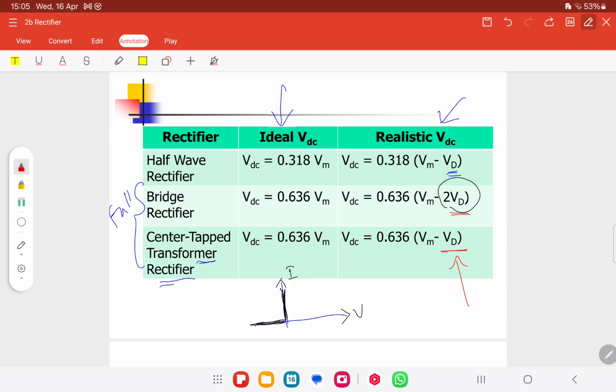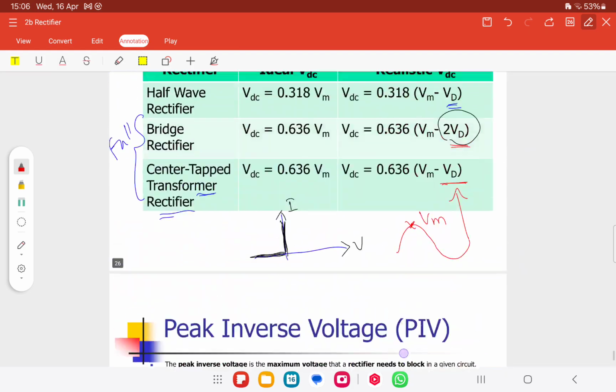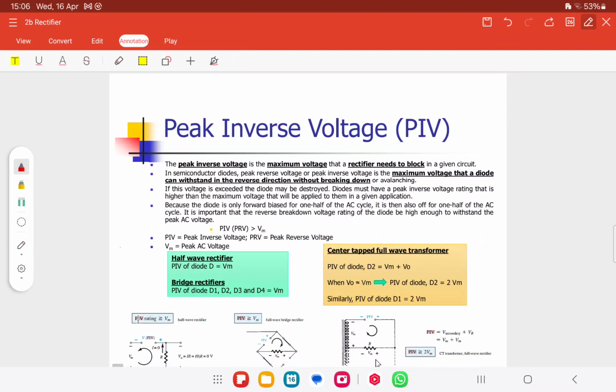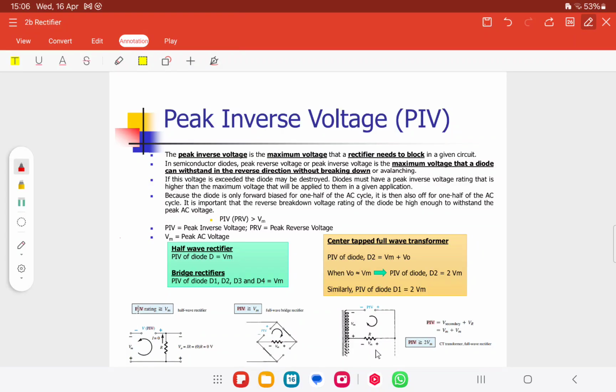Vmax, so this is Vm, or at the peak. Okay, alright. So that is actually all that is important. The last one here is the peak inverse voltage.